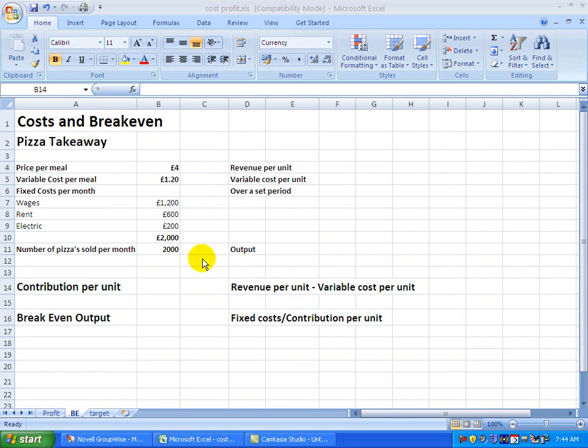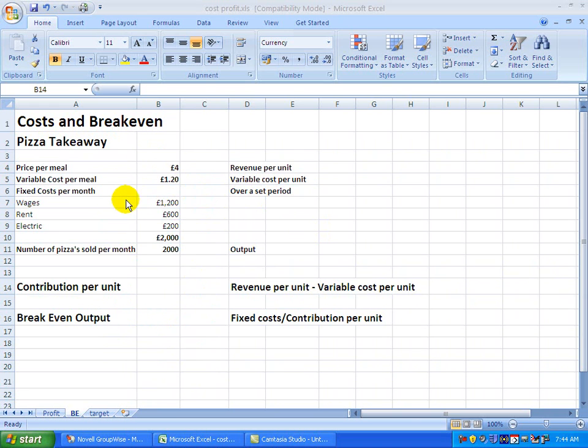This video is just to show you how to work out the break-even output, how a company can work out the output needed to break even. That means they're not going to make a profit, but they're not going to make a loss. Profit will be exactly zero.